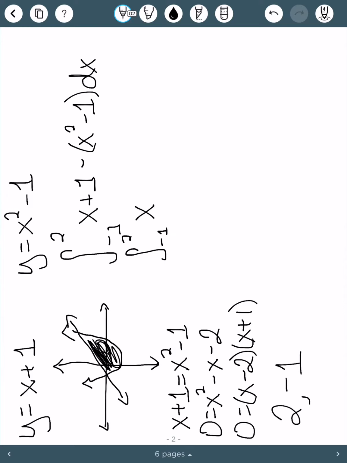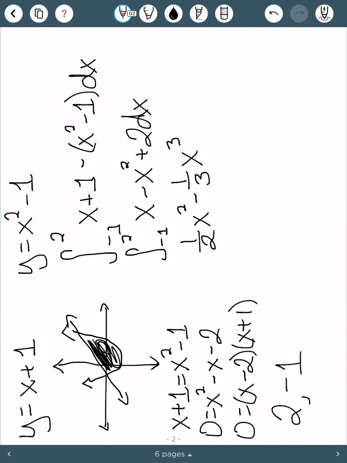So now I have x minus x squared plus 2 dx. Once I integrate, this becomes 1/2 x squared minus 1/3 x cubed plus 2x, going between negative 1 and 2. So if I stick in my upper bound, 2 squared is 4 times 1/2 is 2. 2 cubed is 8 times 1/3 is 8 over 3, and then 2 times 2 is 4.